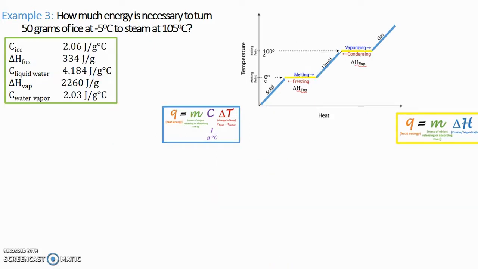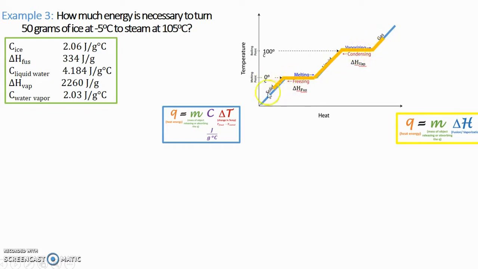Our last example problem is asking us how much energy is necessary to turn 50 grams of ice at -5 degrees Celsius to steam, which is going to be a temperature of 105 degrees Celsius. So looking at this phase change diagram, we can see that we're starting at -5 degrees Celsius and we want to go all the way up to steam that is 105 degrees Celsius. So we're undergoing temperature changes and also phase changes. So we need to use the formulas accordingly.